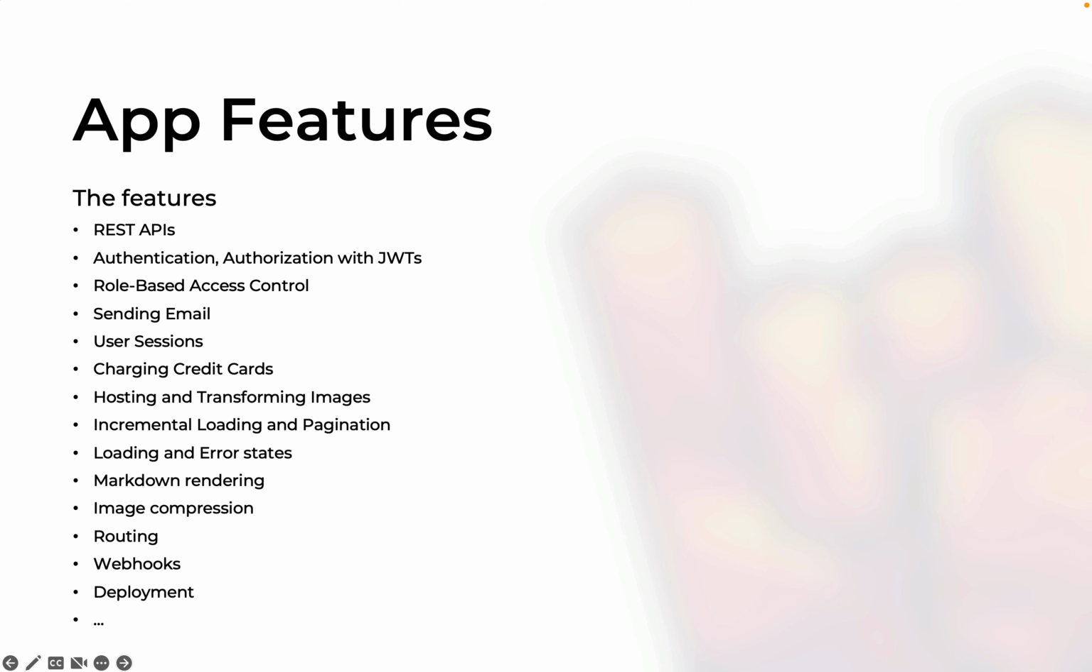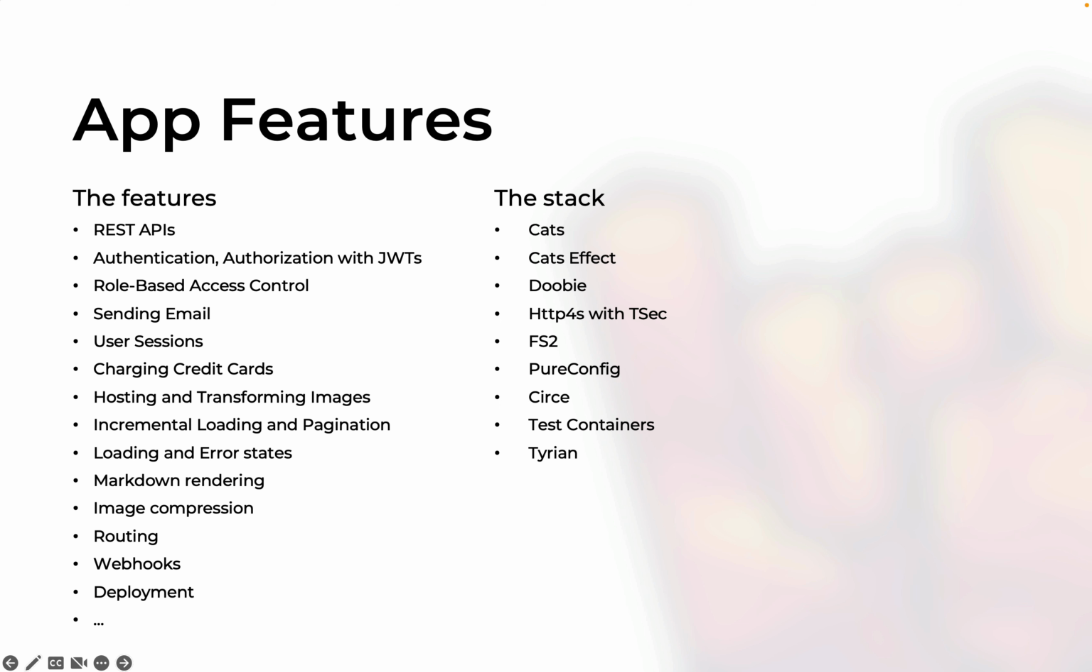Now we're going to build this application from scratch, so from file new directory to deployed application on your own website. And we're going to use the Typelevel stack to do it. We're going to use Cats for functional programming, Cats Effect for pretty much every action that we're going to take both on the back end and on the front end, Doobie for databases, HTTP4S with tsec to manage the REST endpoints with authentication and authorization, some FS2 for managing history on the front end and also incremental loading on the back end, PureConfig for configuration, obviously Circe for JSON, Testcontainers for testing the back end in an optimized way, and Tyrian on the front end.